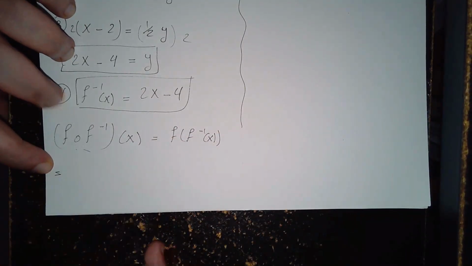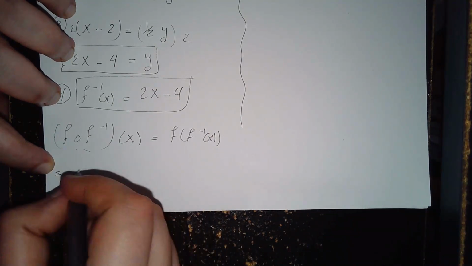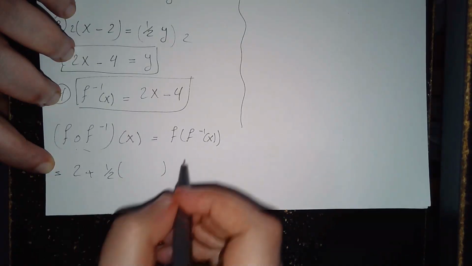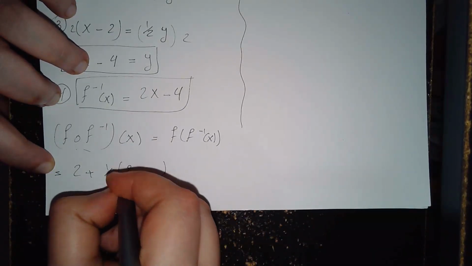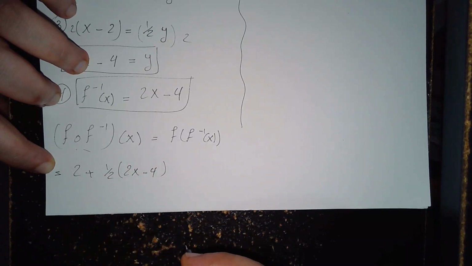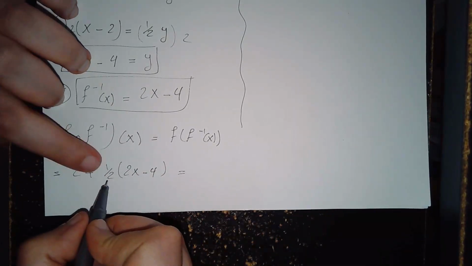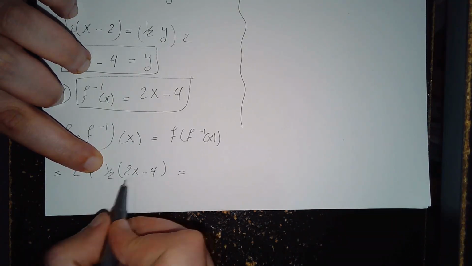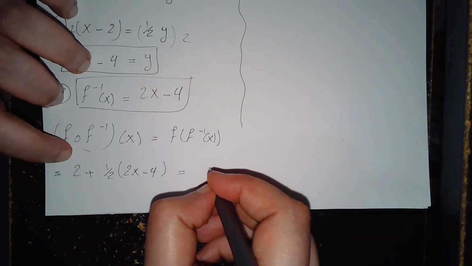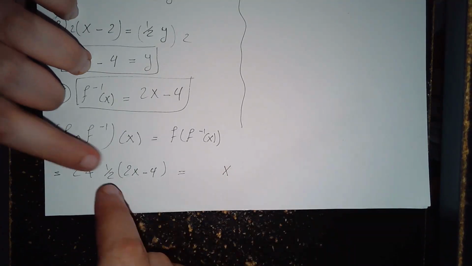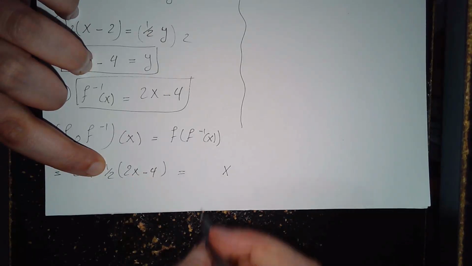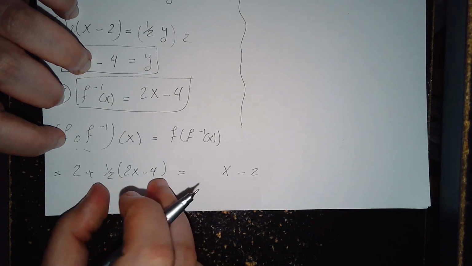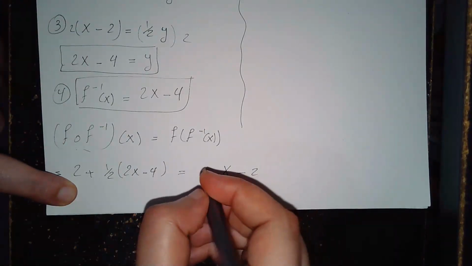So let's solve that. So f of x used to be 2 plus 1/2 times x, whatever x is. And f inverse, which we just found, is 2x minus 4. Now, to solve this, you have a half multiplied by a pair of parentheses. Over here, you have half times 2x, the 2 and the half cancel, and you end up with just x. And the half times the negative 4 is a negative 2. Now, don't forget the addition you have in front.